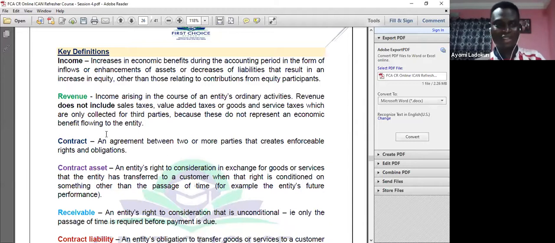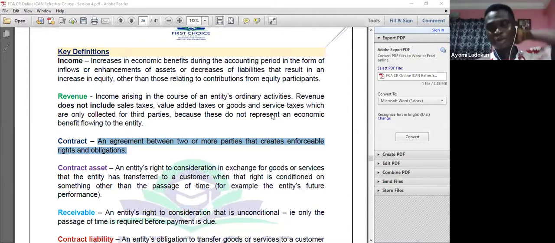Okay, so let's look at contract. Of course, you know what contract is, Abi? It's an agreement between two or more parties that creates enforceable rights and obligations. So I ask you, supply me 100 cartons of phones, and it's a contract, right? Probably we have an agreement, whether verbal or documented. So that's a contract.